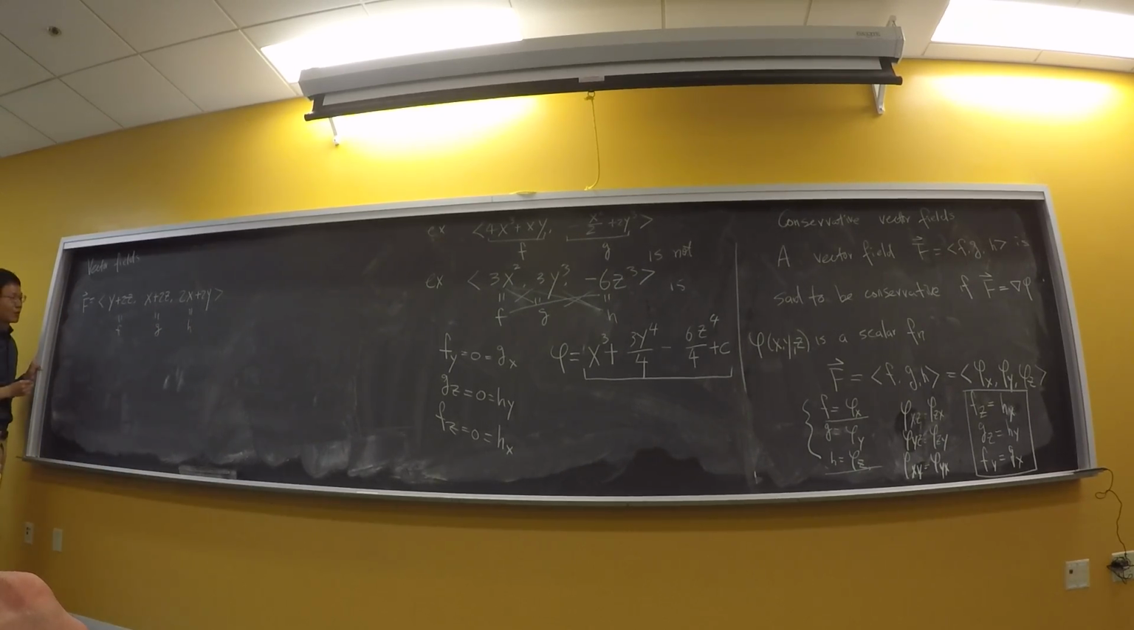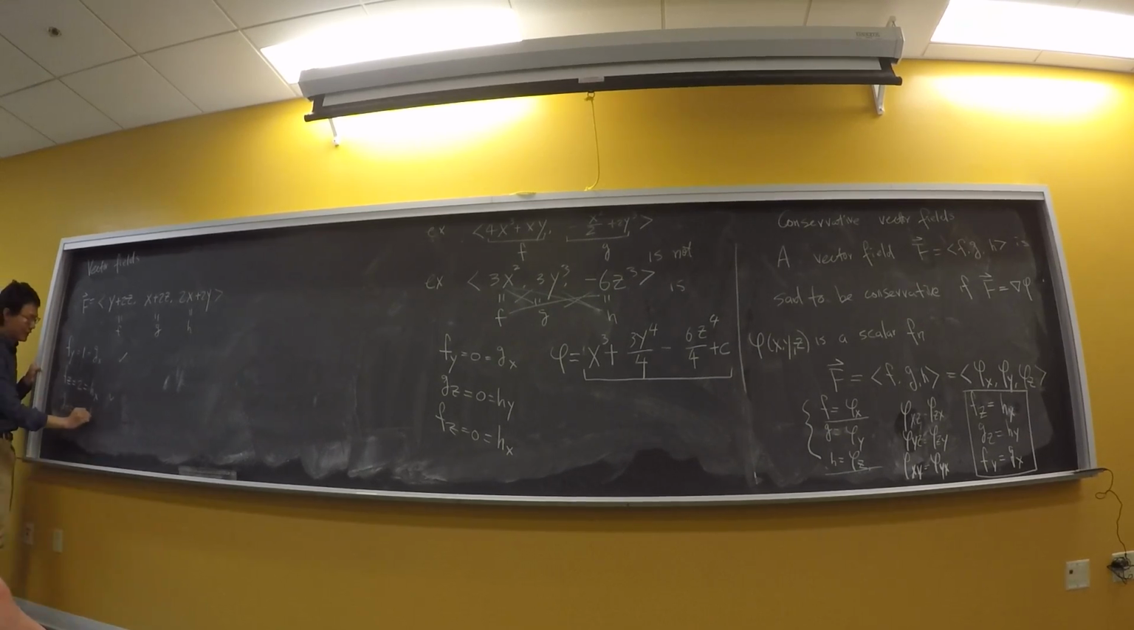So let's do a couple of coupling checks here. f_y is equal to 1, which is equal to g_x. f_y is 1, g_x is also 1, so check. Let's say f_z is equal to 2, which is equal to h_x. So this is also check. I also want g_z is equal to 2, which is equal to h_y. This is also check. So this is indeed a conservative vector field.